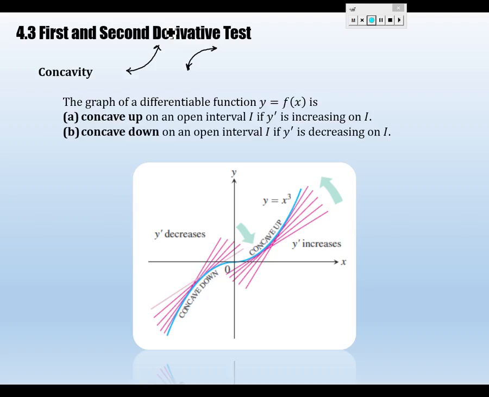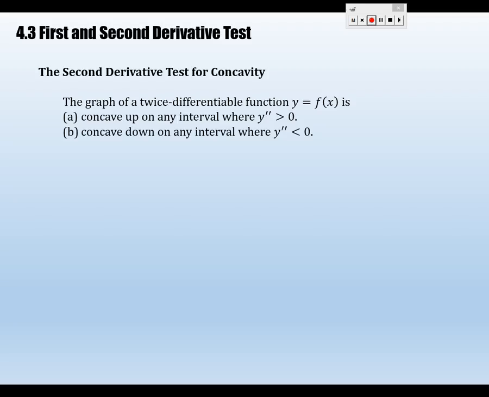What does it mean if y prime is increasing? How do we know whether y prime is increasing or not? Well, we could ask whether y double prime is positive, right? So that's equivalent in every way to the thing we just said, right?